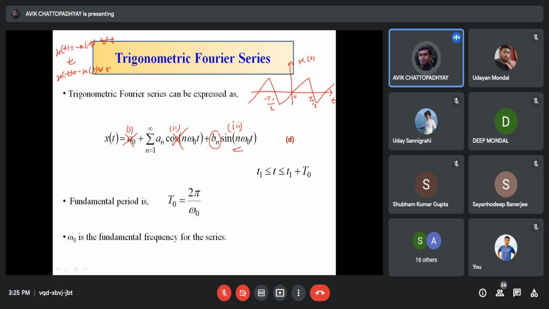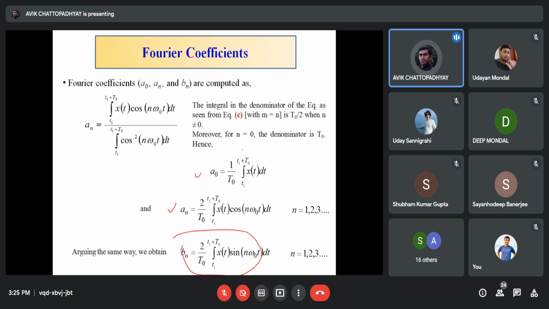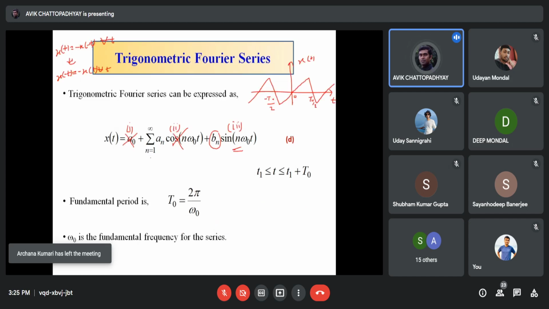So if for any application or any Fourier series related problem, you can identify that the periodic signal given is odd in nature, then straight away you can say there is no need to calculate a naught, an, etc. You straight away go for calculating the bn. Just apply this one. That's enough. You don't need to do anything else.